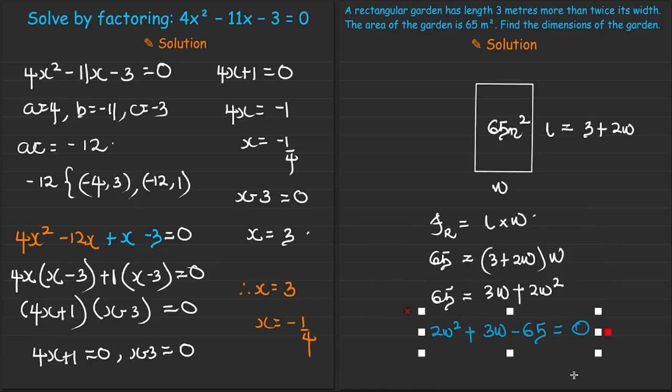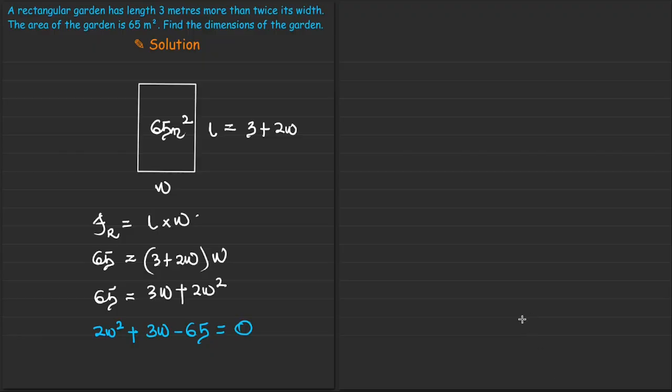So let's take our equation, and then on the next page, we have 2 times negative 65. So we have 2 times negative 65. And that gives us a negative 130.